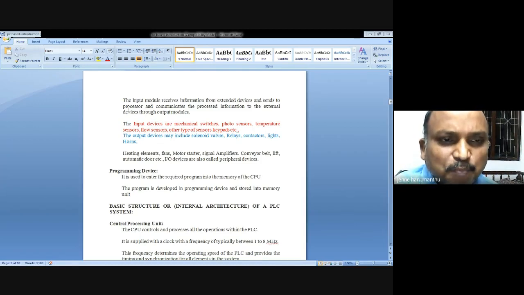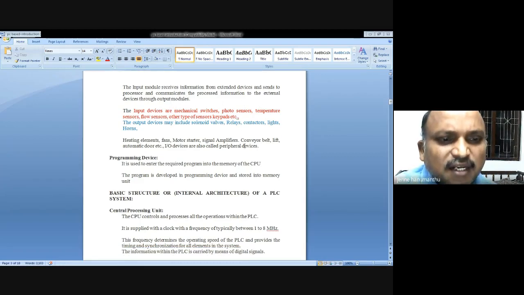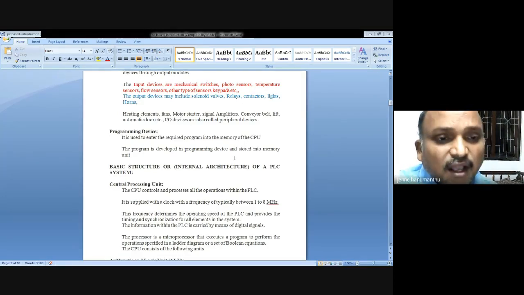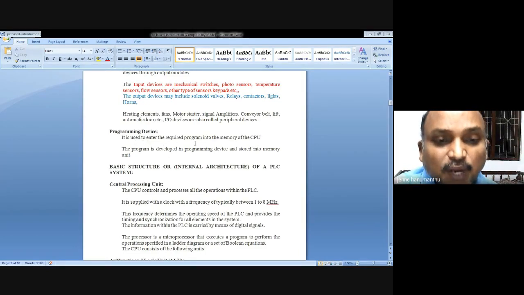So input modules help us in accepting our input. Once input is accepted, it will be processed and communicated to the external output device. Okay, and then the programming device. This is important. The programming device is used to enter the required program into the memory of the CPU.